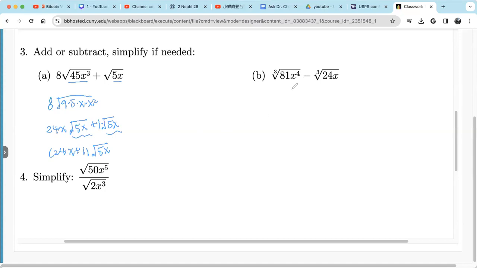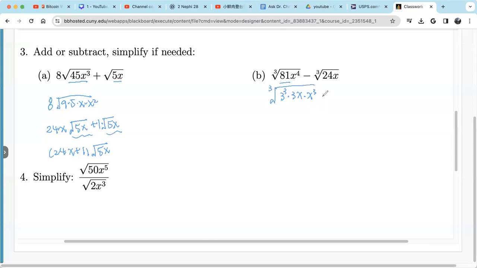Okay, let's say B. 81, this is a cubic root. So the index is 3. When index is 3, we're looking for the exponent to be multiples of 3 in the radicand. So 81 is 3 raised to 4. So we want to write it as 3 raised to 3, which is 27 times 3. x raised to 4, we want to write as x times x raised to 3.